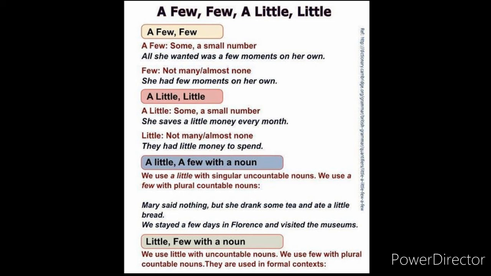A little, little. A little means some or a small quantity. Example, she saves a little money every month. That means she saves some money every month. Little means not much or almost none. Like, they had little money to spend, means they had almost nothing to spend. Little and a little is used with uncountable nouns, and few, a few is used with countable nouns.